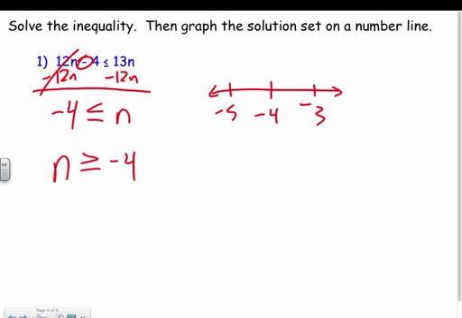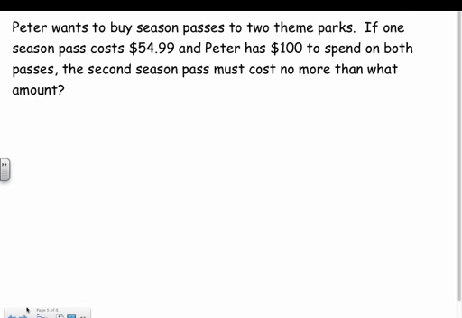Now I have a closed circle because if I plugged in a negative 4, it would make sense because negative 4 is greater than or equal to negative 4, because it's equal to. So now I put my circle and I fill it in. I need a closed circle. And I'm saying numbers that are greater than negative 4. So we're going to the right and it's pointing to the right. There we go.